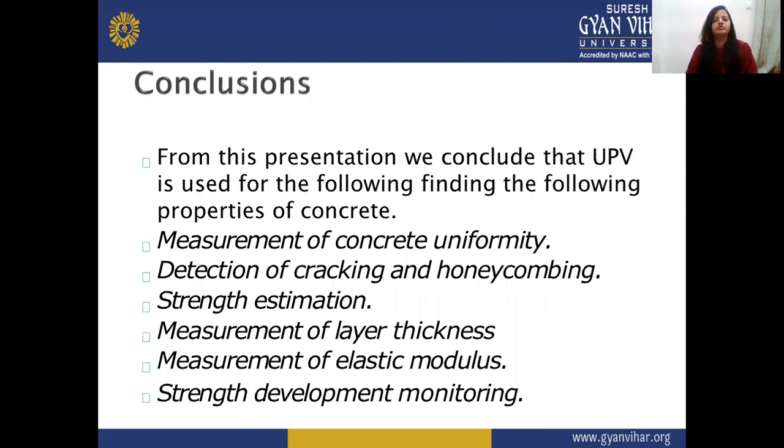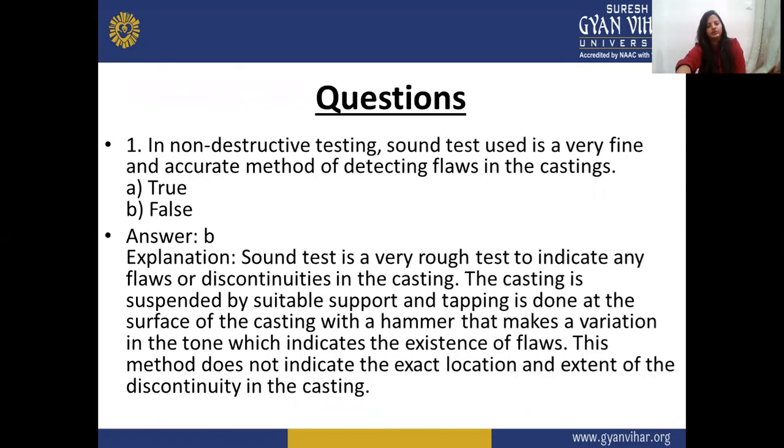Conclusion. From this presentation, we conclude that ultrasonic pulse velocity is used for finding the following properties of concrete: measurement of concrete uniformity, detection of cracking and honeycombing, strength estimation, measurement of layer thickness, measurement of elastic modulus, and strength development monitoring. These are some of the questions.